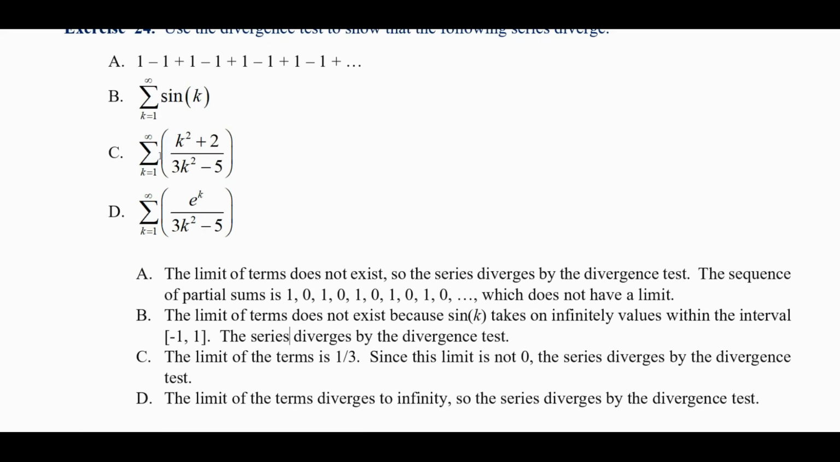And the next one, the limit of the terms does exist. It's 1/3. And since this limit is not 0, the series diverges by the divergence test. And this one here, the top and bottom both go to infinity, but the top's going faster. The limit of the terms is infinity, meaning it doesn't exist. So clearly the series diverges by the divergence test.